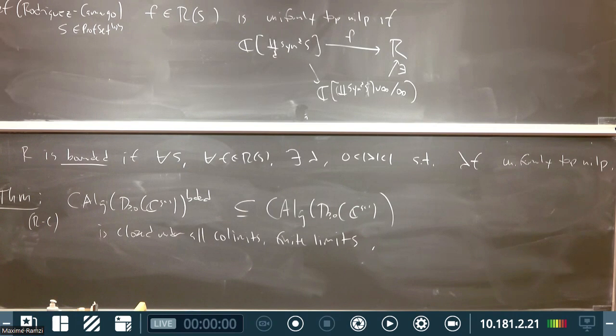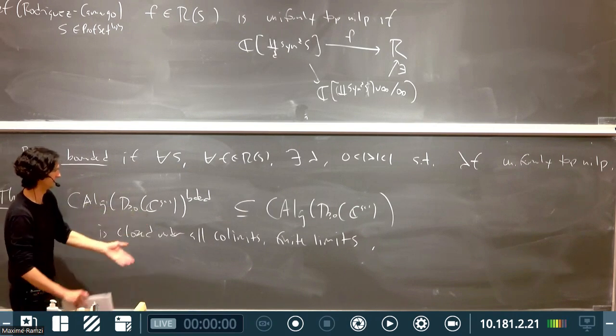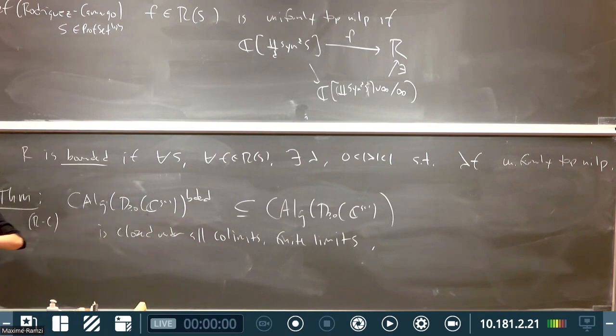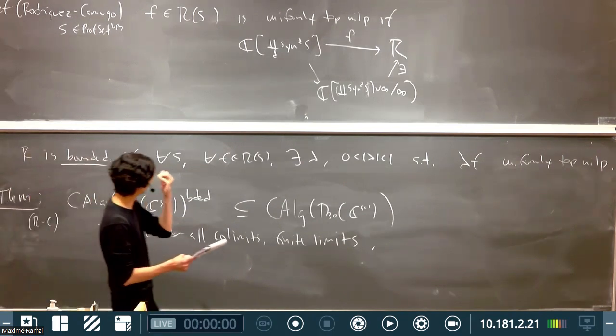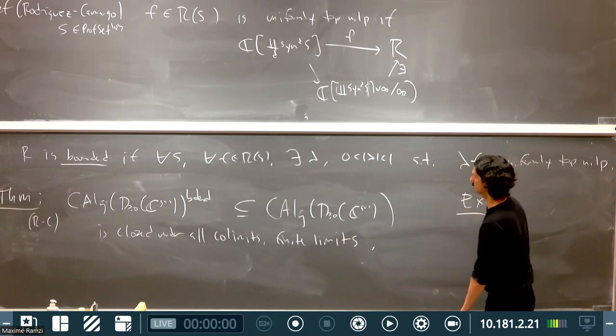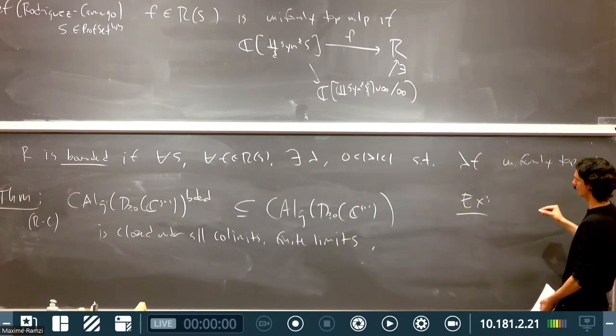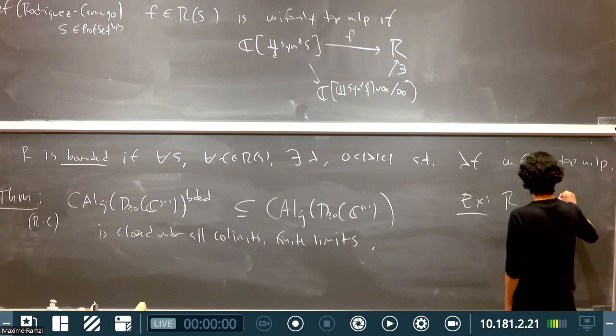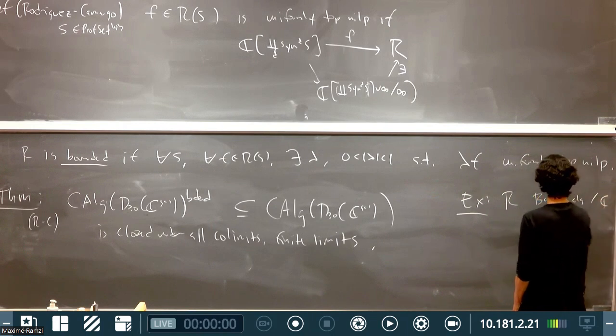And recall that filtered colimits are always just calculated on the underlying level, but finite colimits involve relative tensor products. So we're claiming here that relative tensor products of bounded rings stay bounded. And the tensor product is this gaseous tensor product. Okay. And an example of a bounded gaseous ring: if R is any Banach algebra over C, then R is bounded.